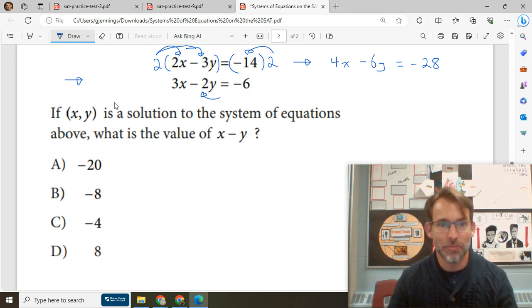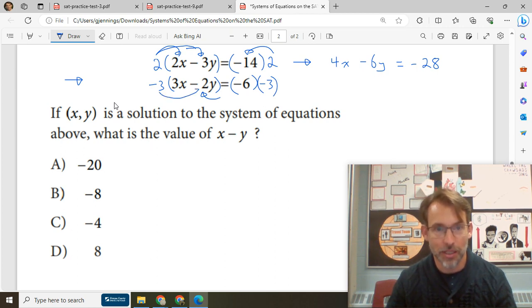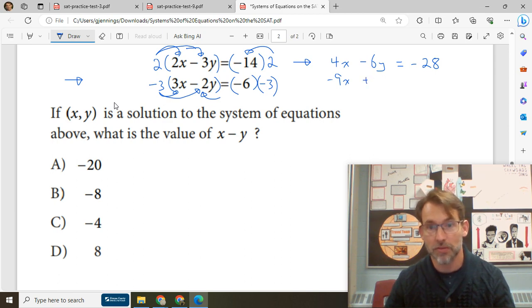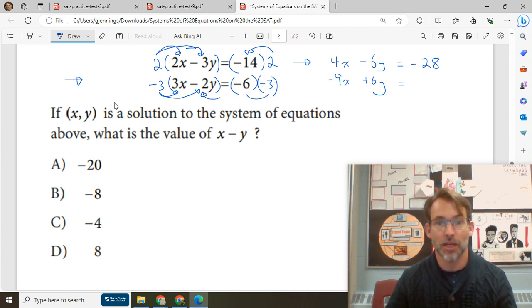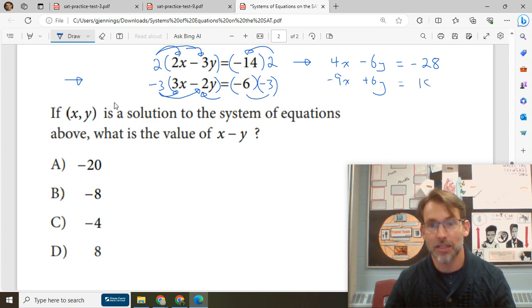And then by the same thinking, we're going to multiply this bottom equation, but there we're going to choose negative 3. And why are we going to do that? Well, if I do negative 3 times negative 2, I'll get positive 6. So this will give me negative 3 times 3x is negative 9x. Negative 3 times negative 2 is positive 6y. And then that's going to equal negative 3 times negative 6, which is 18.